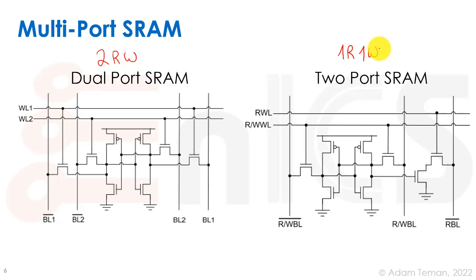So the dual-ported SRAM, which is what I showed in the picture before, is basically the same thing as a regular 6T. So as you can see here, we have the basic structure of the 6T that we're used to. But what we do is we add another pair of access transistors.